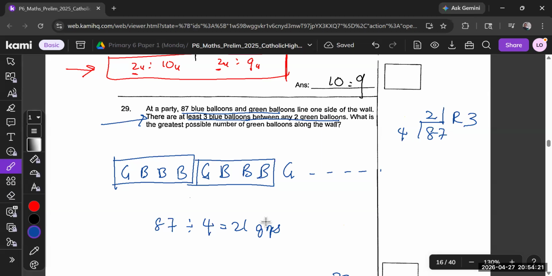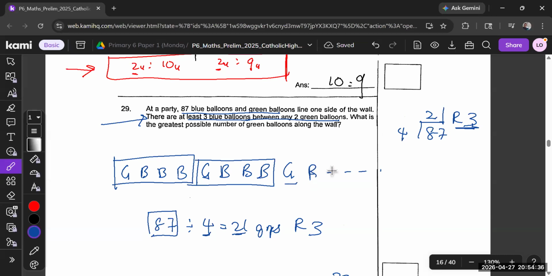And if you're using the calculator in paper 2, the calculator will not show you the remainder. How do you get the remainder? Remember, the calculator will give you a funny decimal. You take 21 times 4, 84. Then 87 minus 84, remainder 3. What is the remainder 3?